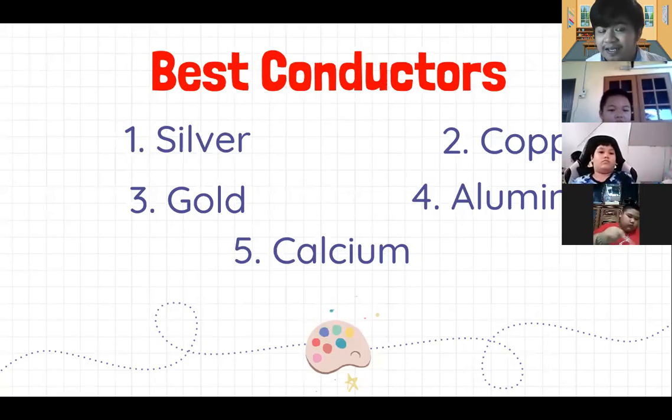Silver is expensive. Copper is also expensive. It's the second least expensive, but it's still more expensive than aluminum. Gold is the most expensive among the five. And calcium is not possible.